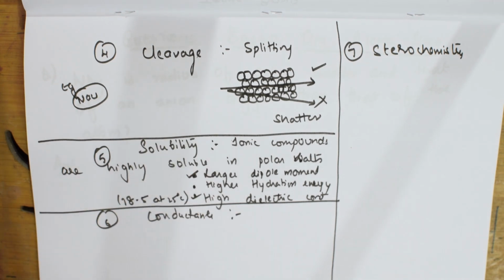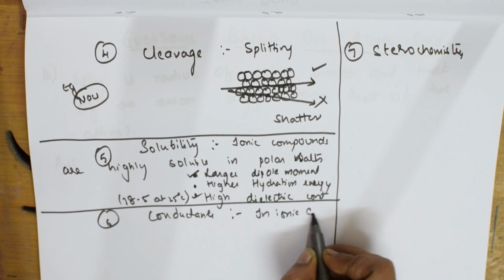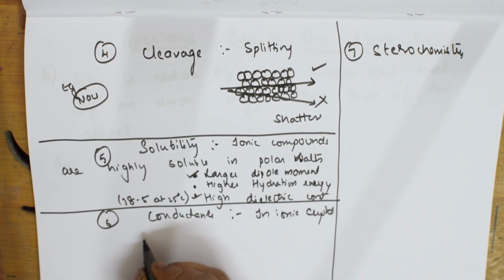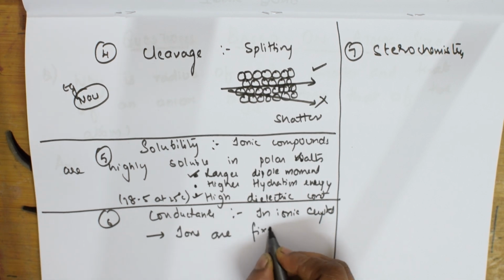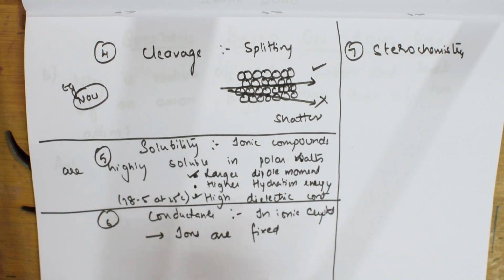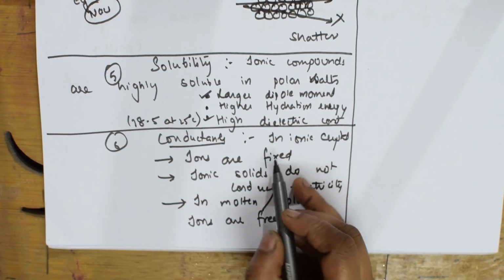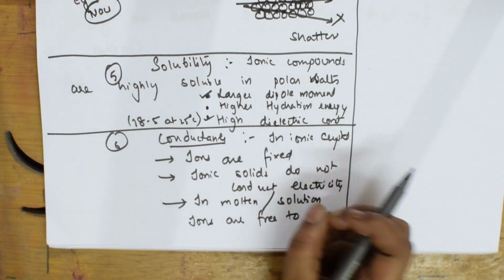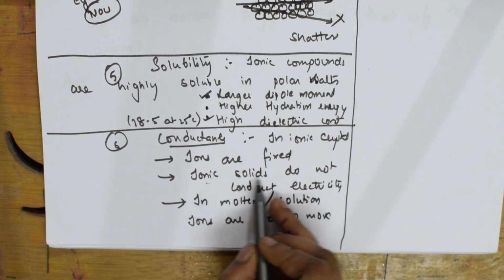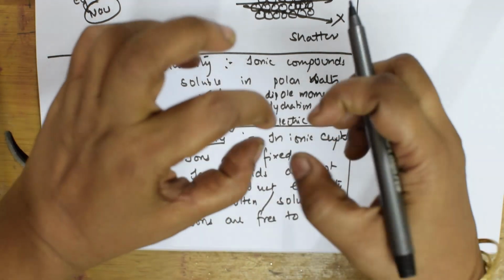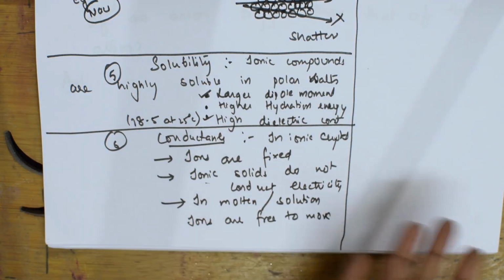So the first important thing to remember: in an ionic crystal, what is fixed? Ions are fixed, which means they are not mobile. When we look at the conductance part, in an ionic crystal the ions are tightly fixed, both the cations and anions, isn't it? So when they are fixed, they do not conduct electricity, they are not free to move.